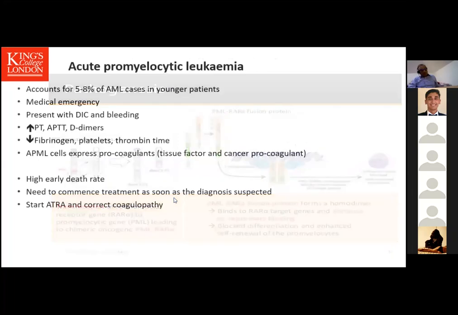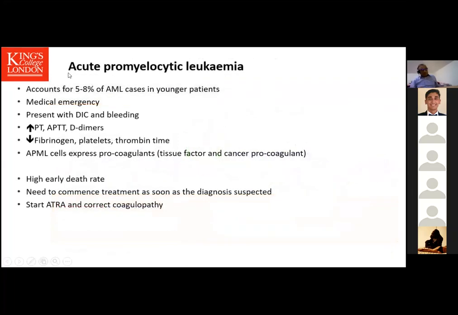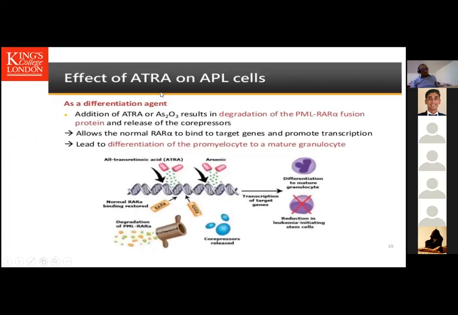These are the few characteristic features which I have already told you about, so I don't need to repeat this slide. The effect of ATRA, all-trans retinoic acid, is very important in terms of saving and salvaging these patients. The moment you see these promyelocytes on the blood film, you must start the patient on ATRA straight away. Even though it might be 2 a.m. in the night, you would call your pharmacist and start the patient on ATRA.